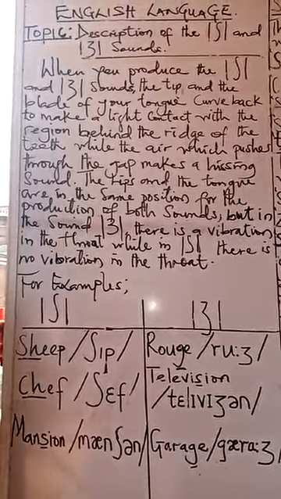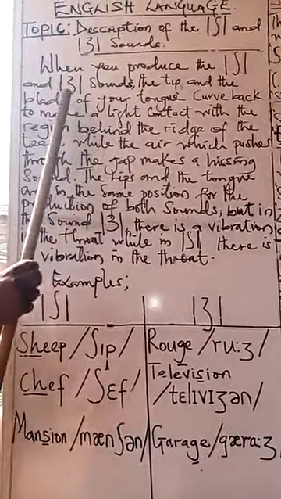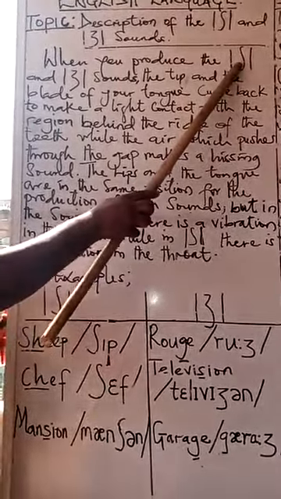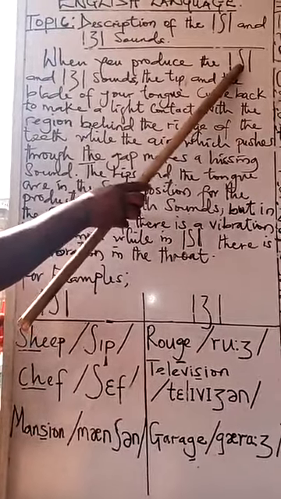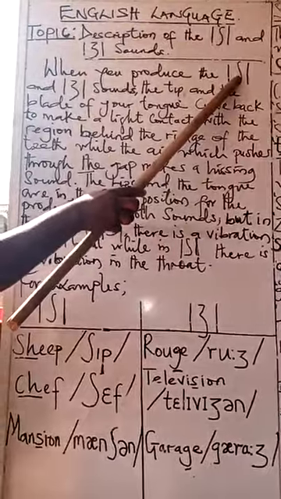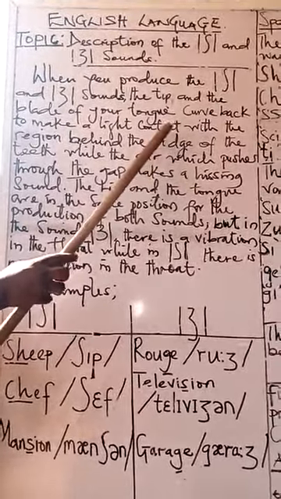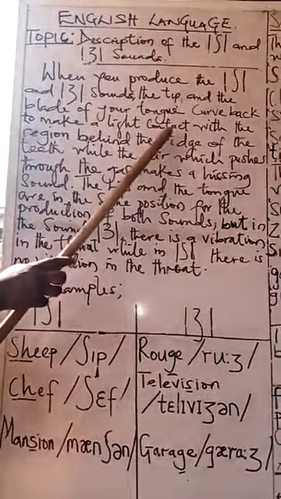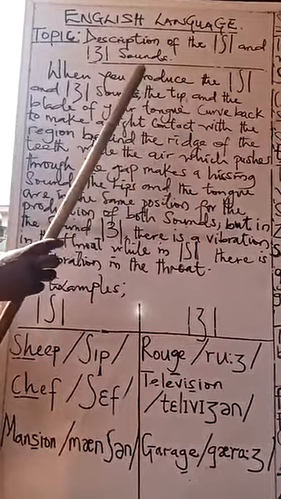So for the production of these two consonant sounds, when we try to pronounce sh, sh, I want everybody to do that with me. Sh. You realize that the tip of your tongue touches that ridge, that fleshy part of your teeth.